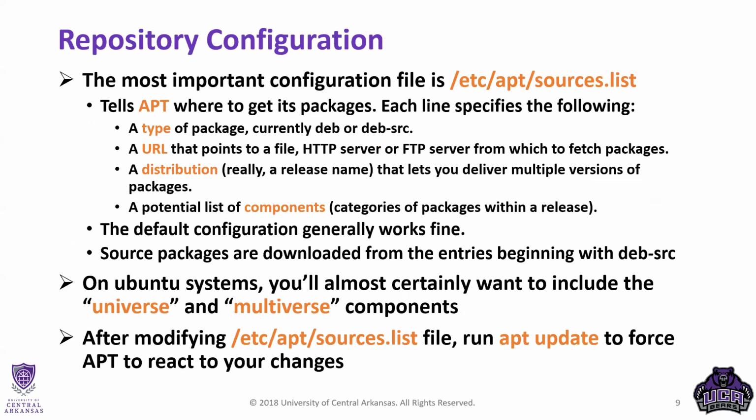All right, now on that apt list, it's broken down into the type, so it'll be the type of package that it is. Often it's going to be a deb or a deb-src right here. And then it's going to have this URI that points to the location of the actual server. And then you have the distribution.